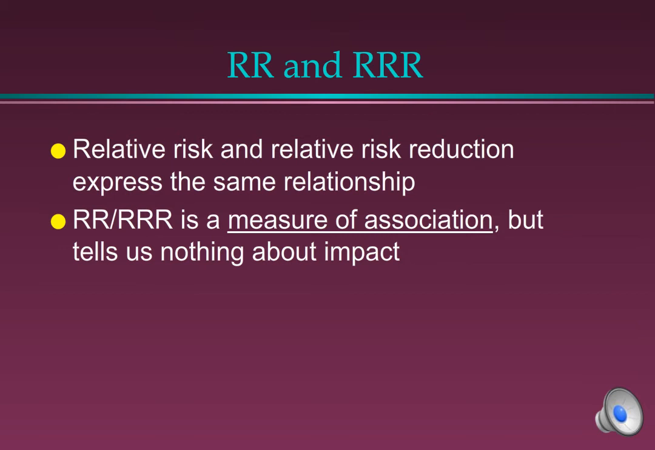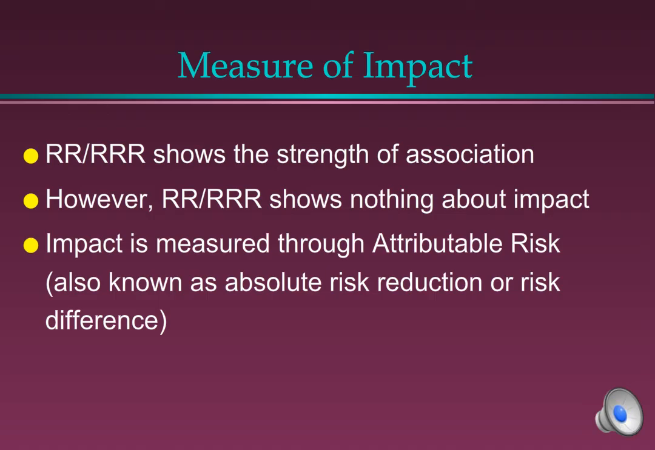But remember, when we talk about randomized controlled trials, we don't need big criteria for causality because randomized controlled trials are true scientific experiments. And so if the scientific experiment is repeated several times and finds the same result, then we conclude that there is a causal relationship between, let's say, the treatment and the reduction, in this case, of HIV transmission. So relative risk or relative risk reduction shows the strength of association, but it tells nothing about the impact. And we need a measure for impact, and we measure impact through attributable risk.